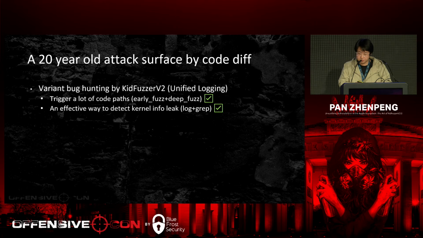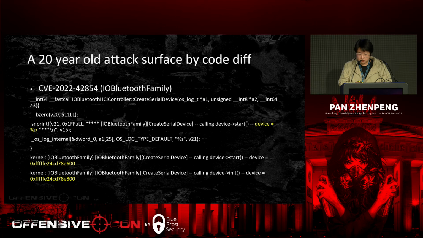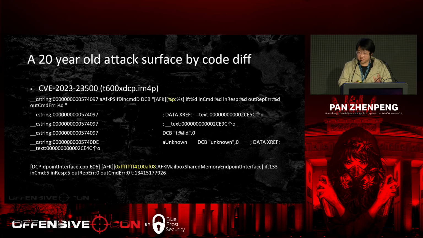Another effective way to detect the kernel info leak is to search the syslog and add a grep filter, so the bug just pops out at your eyes. I will pick some of them in different fields and highlight them in yellow, so it's quite straightforward. This one is in our Bluetooth family. And this one is in the DCP image; it's the same pattern, but in the firmware image.